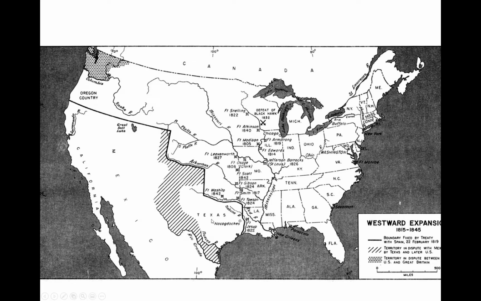So anti-slavery congressmen tried to block the annexation of Texas. And within Congress, this became a very divisive issue. It was so divisive that Andrew Jackson decided to pull the annexation of Texas from Congress.